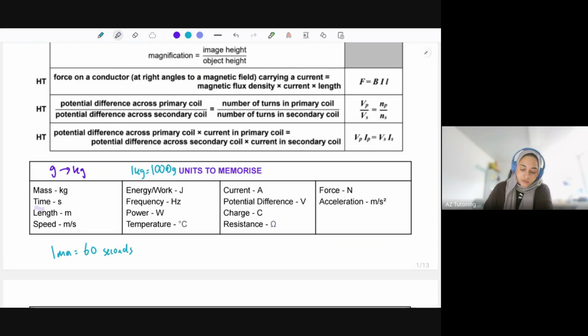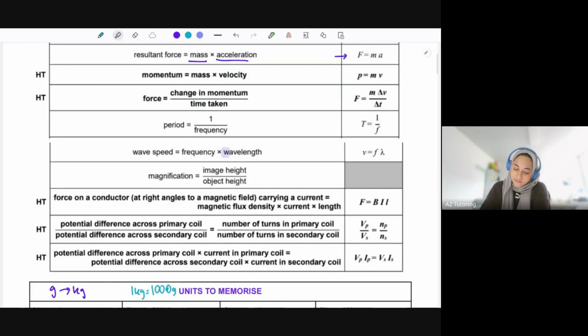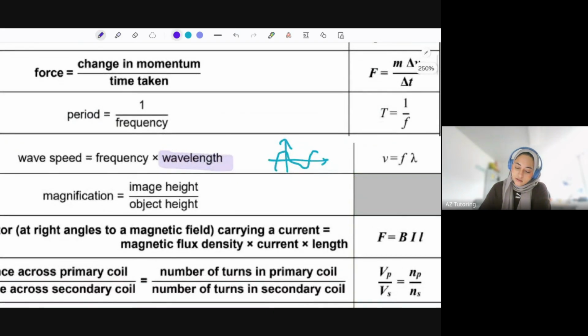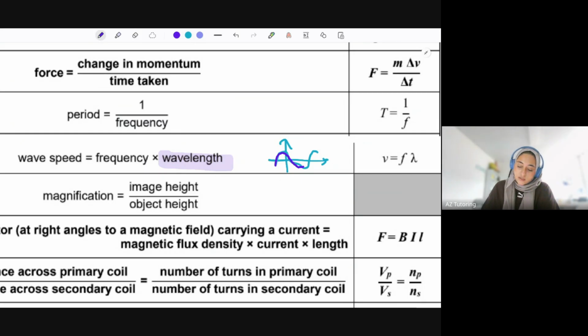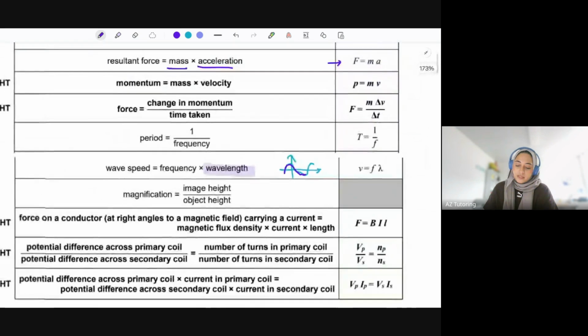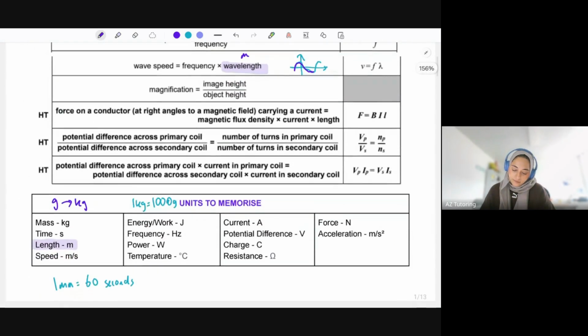Another thing people forget as well, length is also the unit for wavelength. So remember, wavelength is the, so let's say I had a wave. Wavelength is the completion of one full wave. So it starts on top and it goes towards the bottom. I should have drawn that a little bit better. So one complete wave is what wavelength is, and that's in meters. Wave speed is in meters per second. Frequency is in hertz. Okay, cool.